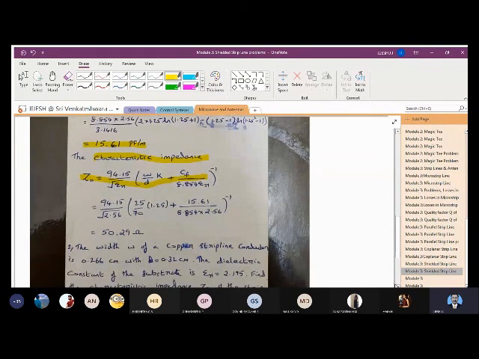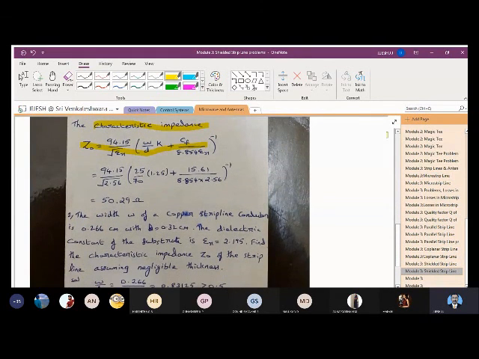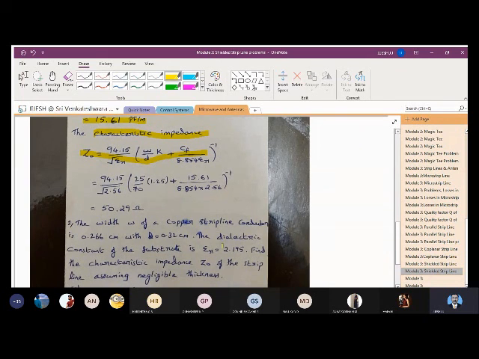Those who have completed can just note down this problem. Think about which equation is to be used and how to proceed. We will solve this problem in the next class, but you can note down this question. The width W of a copper strip line conductor is 0.266 centimeter, D is 0.32 centimeter, and the dielectric constant of the substrate epsilon r is 2.195. Find the characteristic impedance Z0 of the strip line assuming negligible thickness.